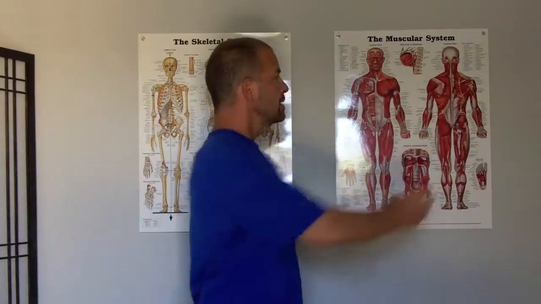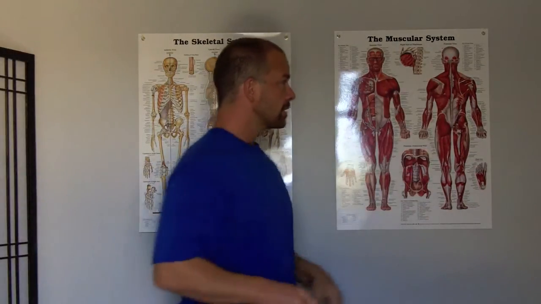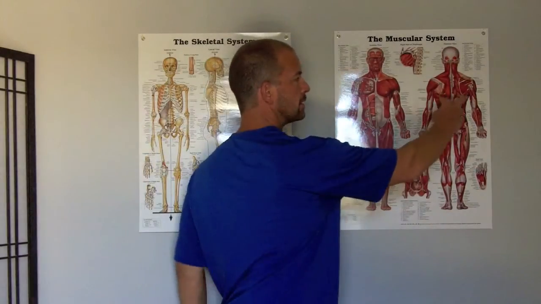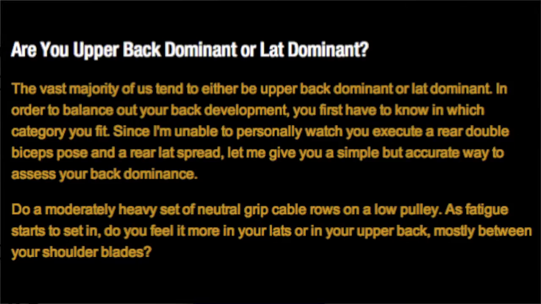So spinal erectors do contribute thickness to the upper back region. Then, of course, when I talk about being lat dominant, I'm talking about the latissimus dorsi on the lateral aspect that gives you that V taper. Okay, so with that in mind, how do we figure out if you are upper back versus lat dominant?